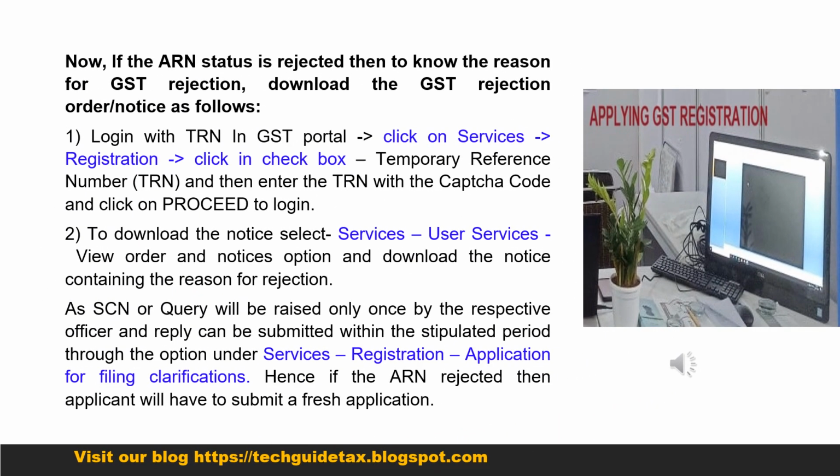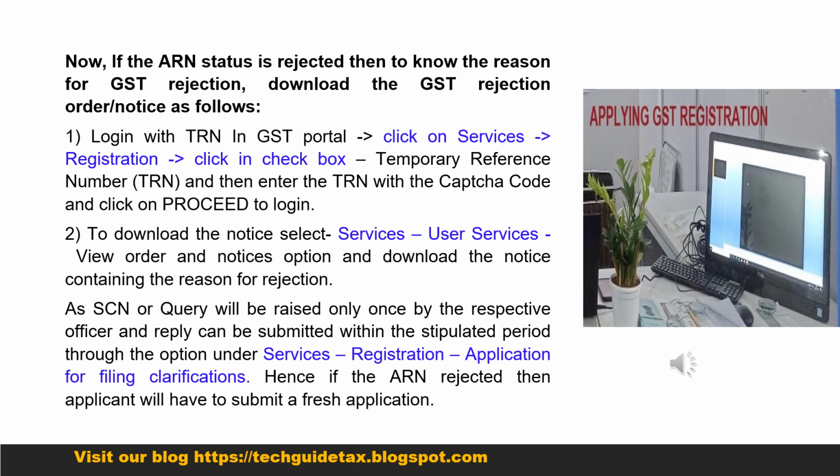Now, if the ARN status is rejected, then to know the reason for GST rejection, download the GST rejection order/notice as follows. 1. Login with TRN in the GST portal, click on Services, Registration, click the checkbox Temporary Reference Number, TRN, and then enter the TRN with the CAPTCHA code and click on Proceed to Login.